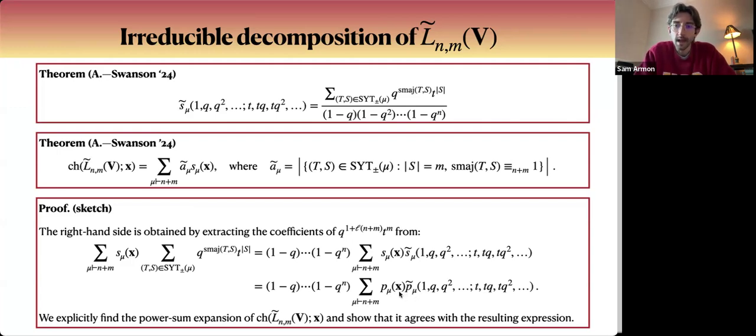And then to conclude, we get this expression in the power sum basis. It's easier to explicitly compute the character of the nth graded piece in the power sum basis, and we just show that the expression we get from here is the same as the expression we got from the original character computation.